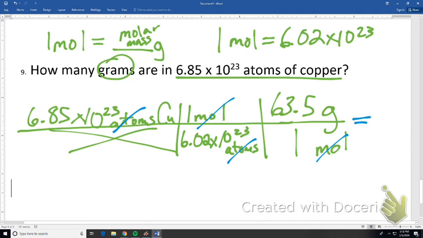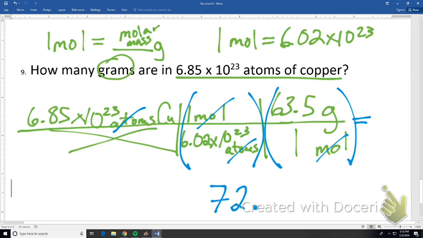All right, so now we're going to put this all in our calculator. Same thing as before. First number, 6.85, E, 23, open parenthesis, 1 divided by 6.02, E, 23, close parenthesis, open another parenthesis, 63.5 divided by 1, because top divided by bottom, close, enter. Got my answer, 72.3 grams. Boom, because that's the only thing that's left.